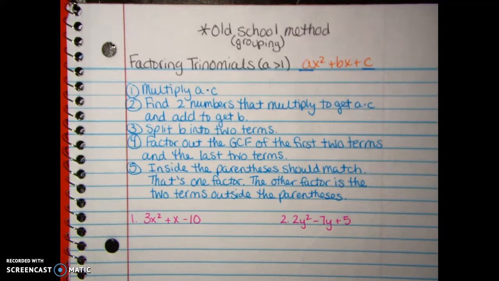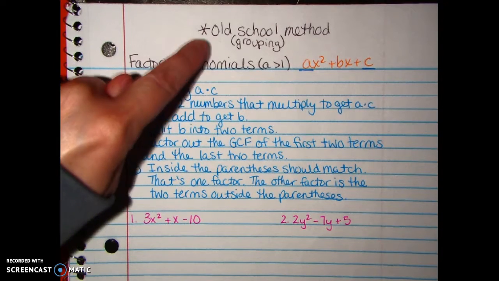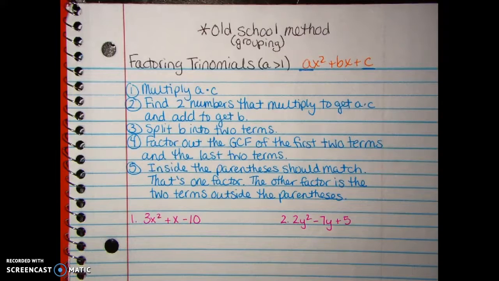These notes are on factoring trinomials when a is greater than 1. There's a few different methods that we can use for this. I'm going to show you two different ones. Today, I'm going to show you the old school method, also known as factoring by grouping. And then tomorrow I will show you a new school method, if you will, that doesn't involve having to factor out the GCF.